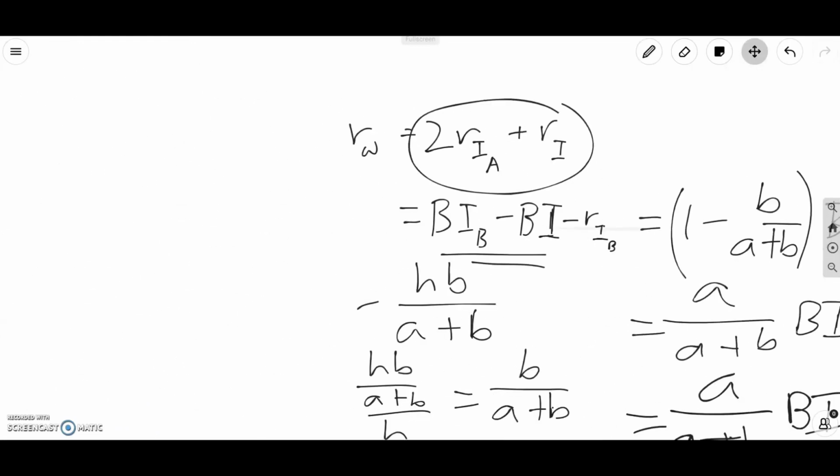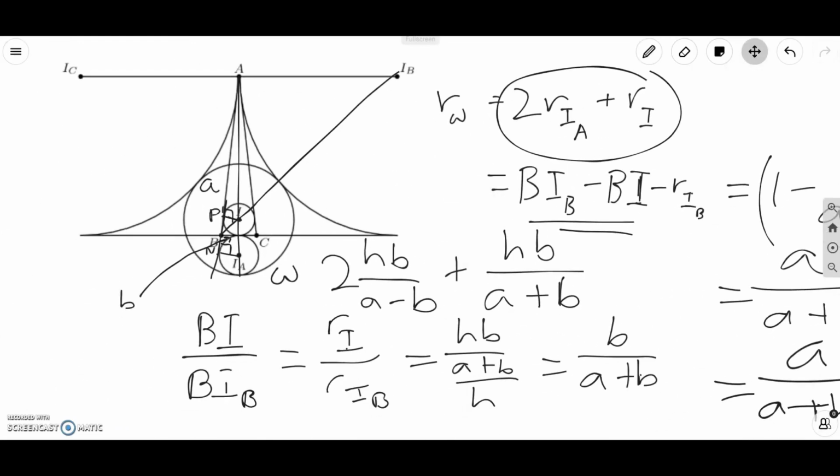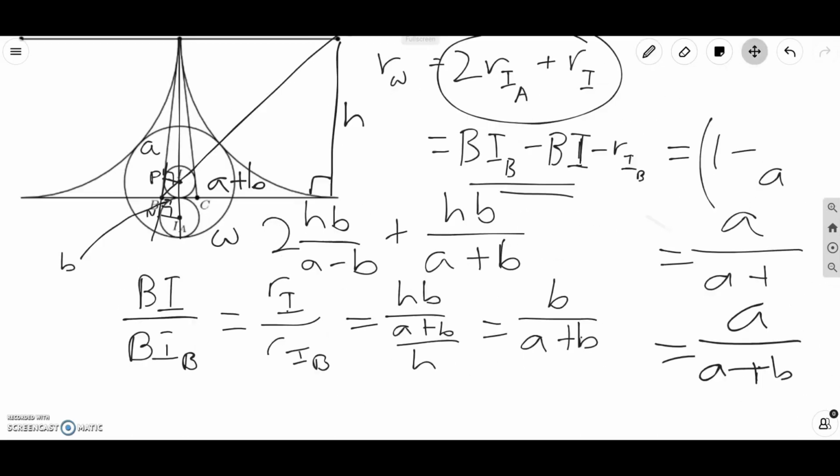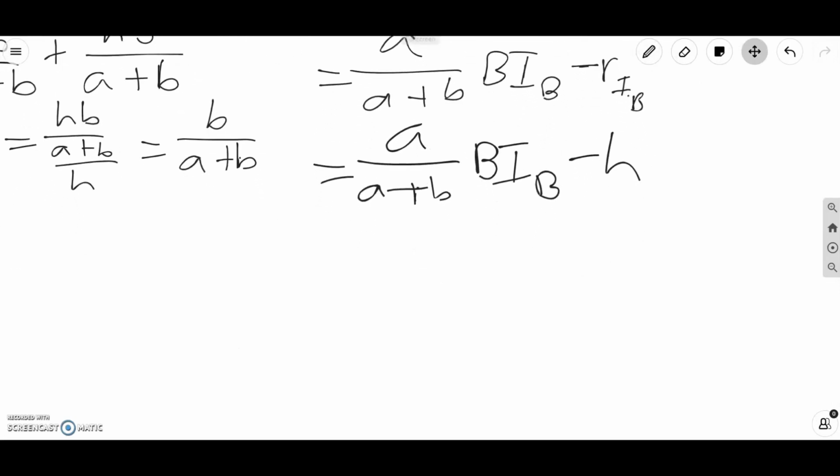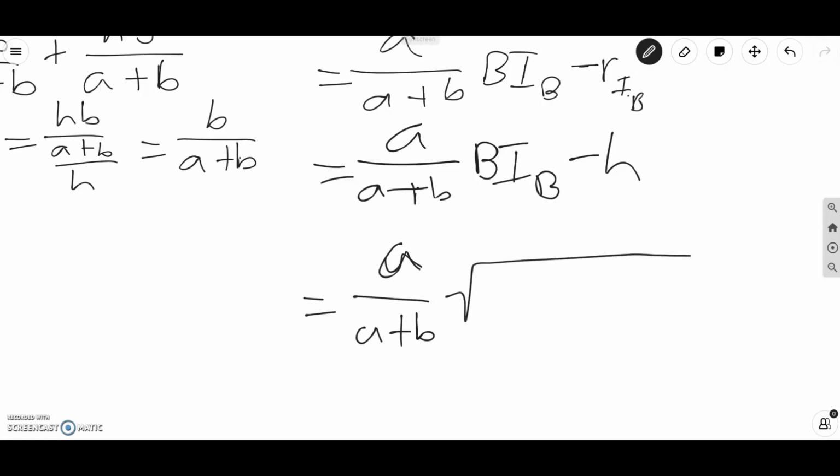And now we're just left to compute BIB. BIB, as we look over here, is basically the hypotenuse of the following triangle, a triangle with legs H and the other leg A plus B. So we can simplify this, and we can write our final expression using the Pythagorean theorem as A over A plus B times the square root of H squared plus A plus B squared minus H. And now we're finally ready to finish up the problem.